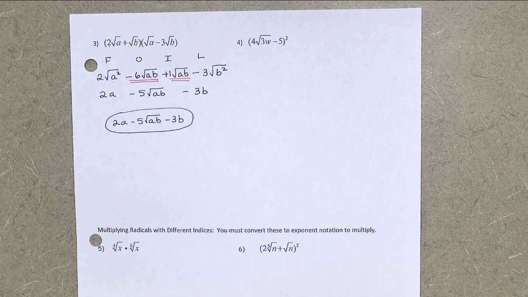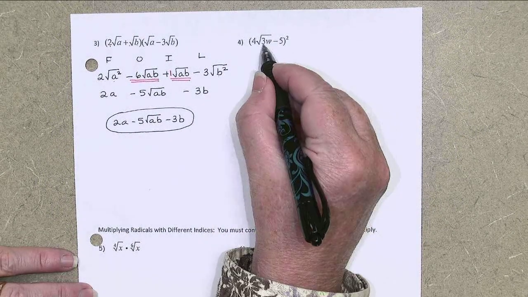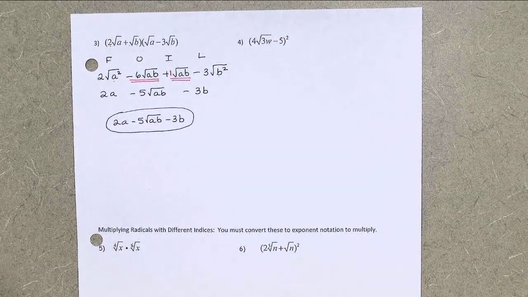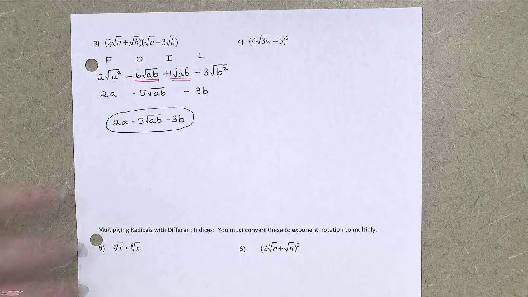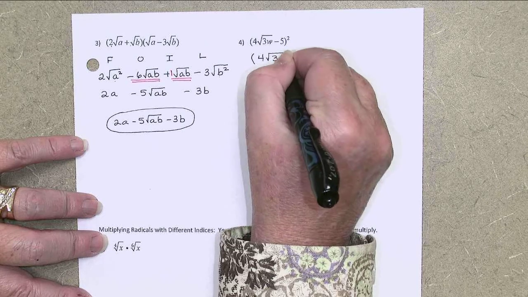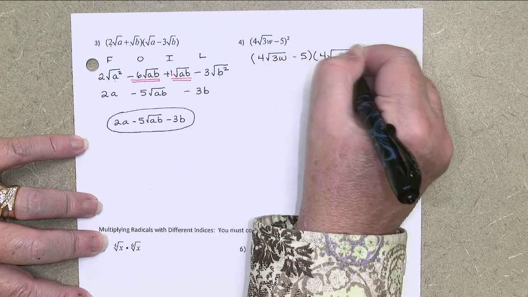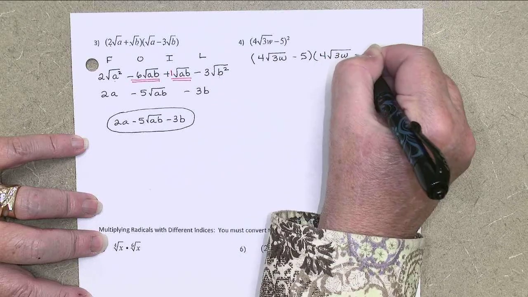Number 4 is actually a lot like number 3. Be careful to avoid the common mistake. You cannot just square each term separately. Squaring something means multiplying by itself. So this really is 4 square root 3w minus 5 times another 4 square root 3w minus 5.